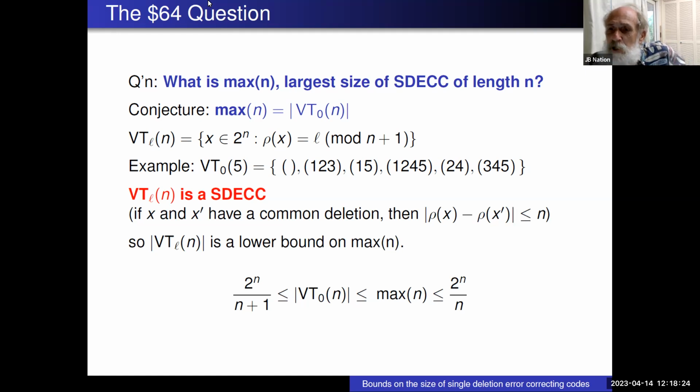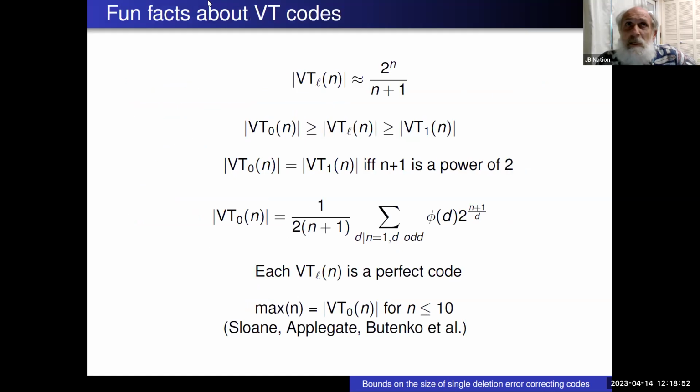Okay. And then there's an upper bound, which is 2 to the n over n, which I don't understand as well. But it shows you that pretty much you know what the size of these things are. Somewhere between 2 to the n over n plus 1 and 2 to the n over n. And the upper bound can be refined slightly, so it's actually closer to the bottom. Okay.